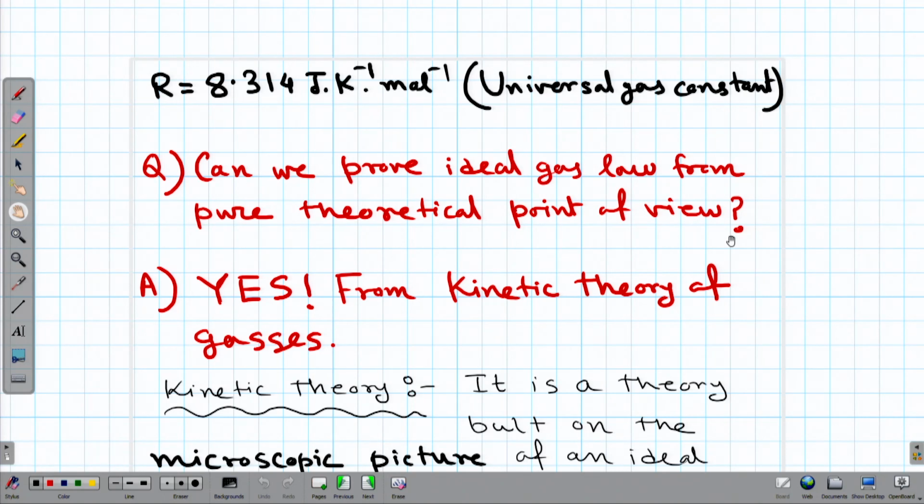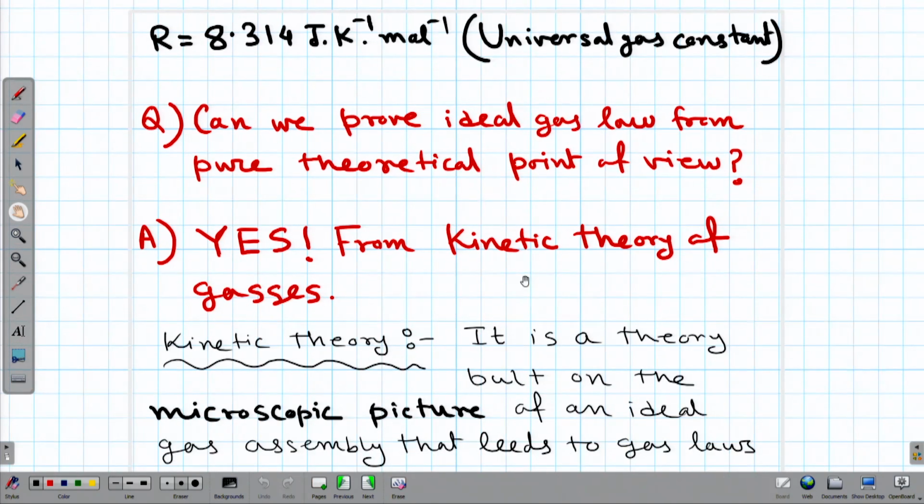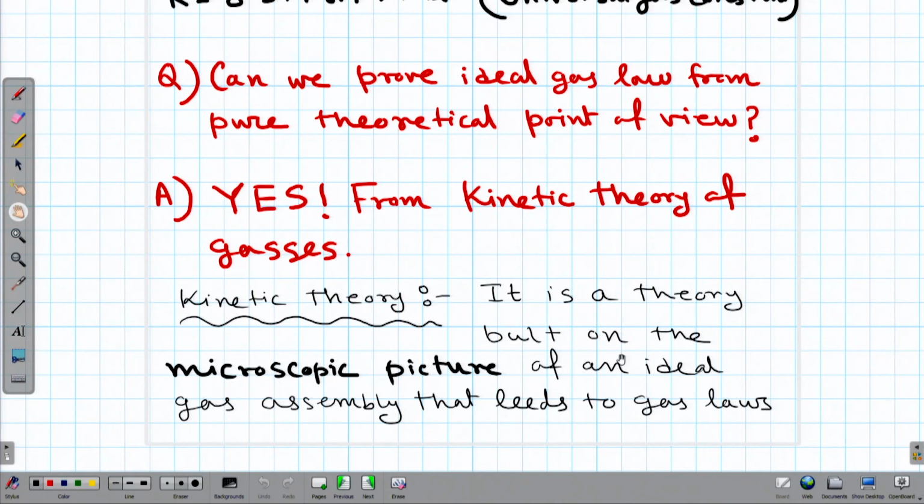So, what is kinetic theory? Kinetic theory is a theory built on the microscopic picture of an ideal gas assembly that leads to gas laws. Not only gas laws, we will see that it will lead to the pressure expression and mean free path and many other important parameters, but most importantly this is a microscopic picture. It is not a macroscopic picture.